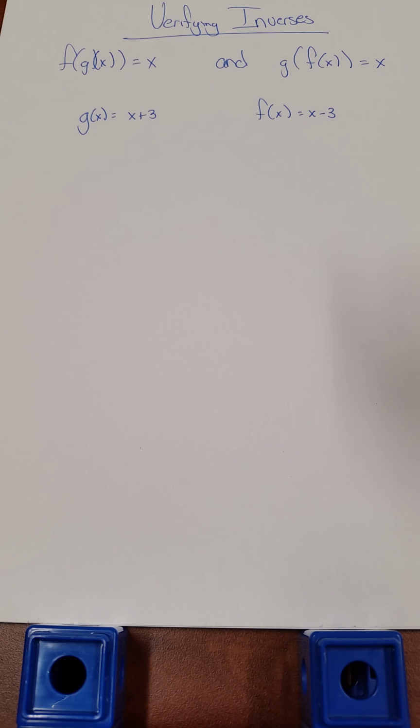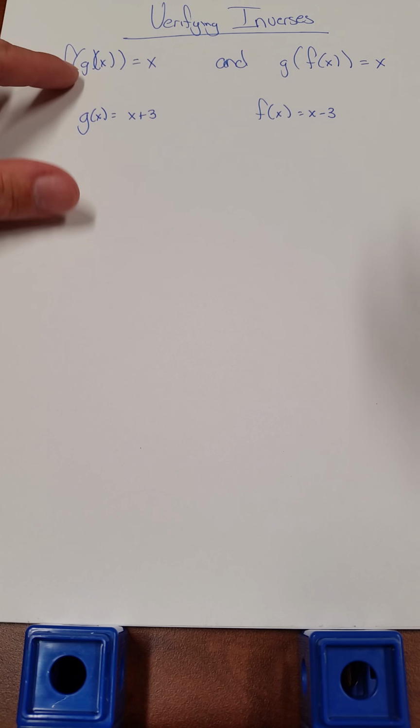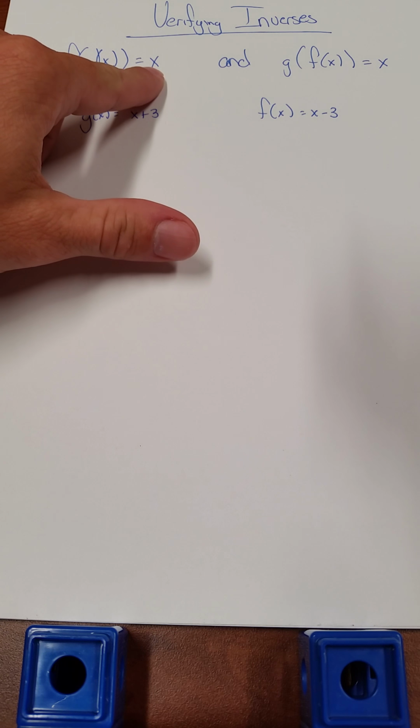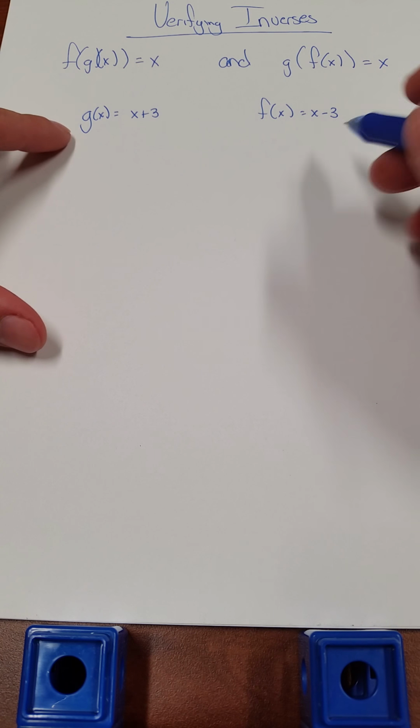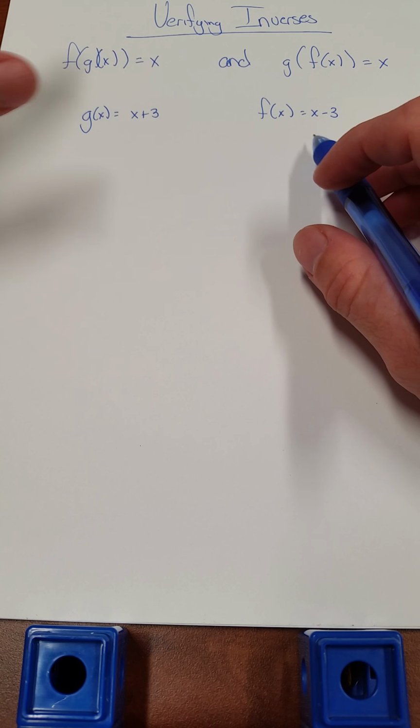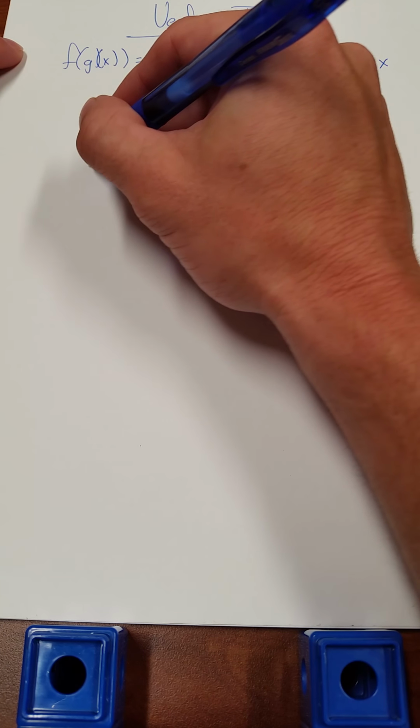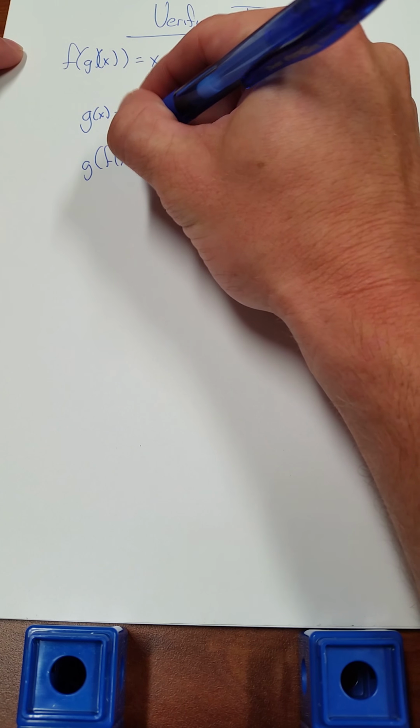All right, verifying inverses. For two functions to be inverses of each other, that means f of g of x must equal x and g of f of x equals x. All right, so here are two functions, g of x equals x plus 3, f of x equals x minus 3. So let's look at g of f of x first.